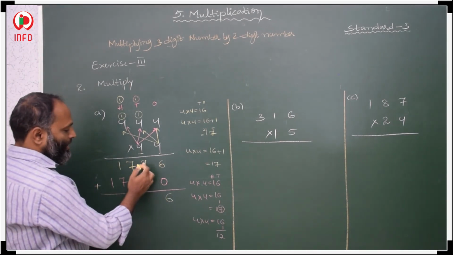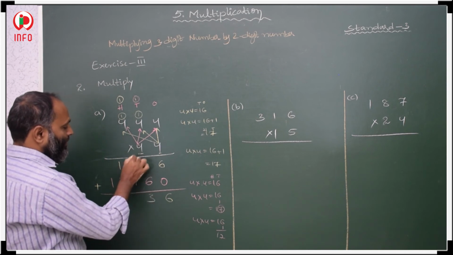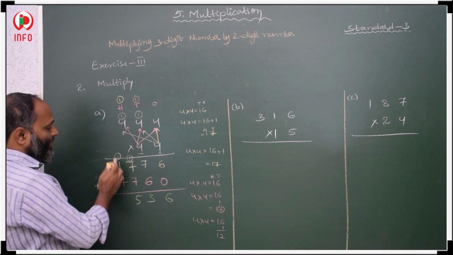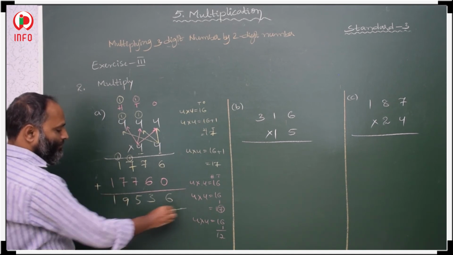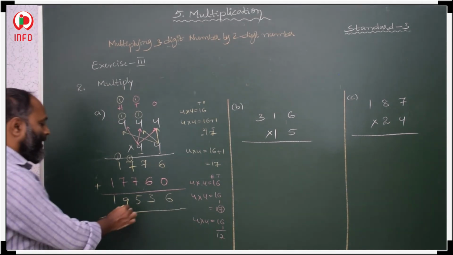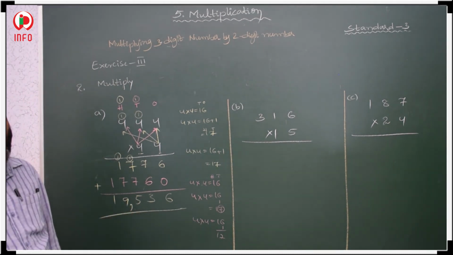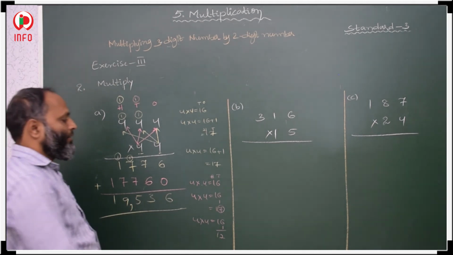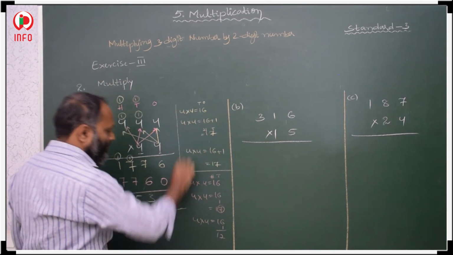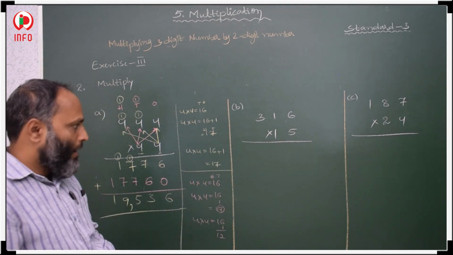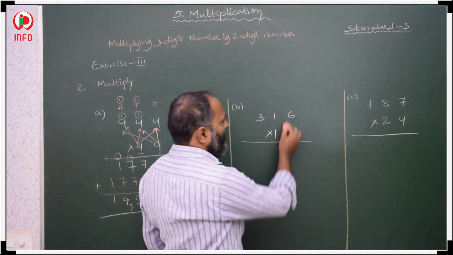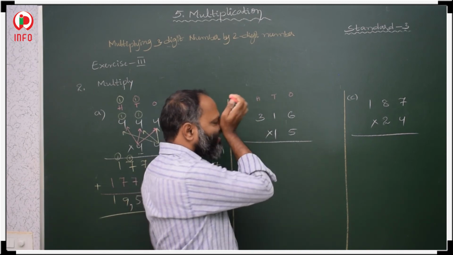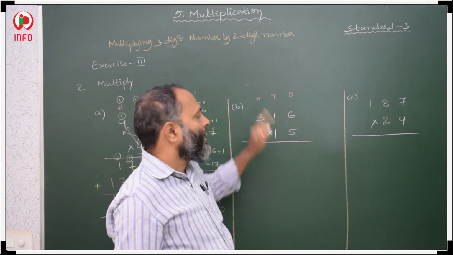6, 7 plus 6, 13, and carry over 1, 5 and 1 here, 7 plus 1, 8, 8 plus 1, 9, and 1. So that is 19,536. In this way you have to write. Okay. Now here also, first, this is ones place, tens place, and hundreds place.